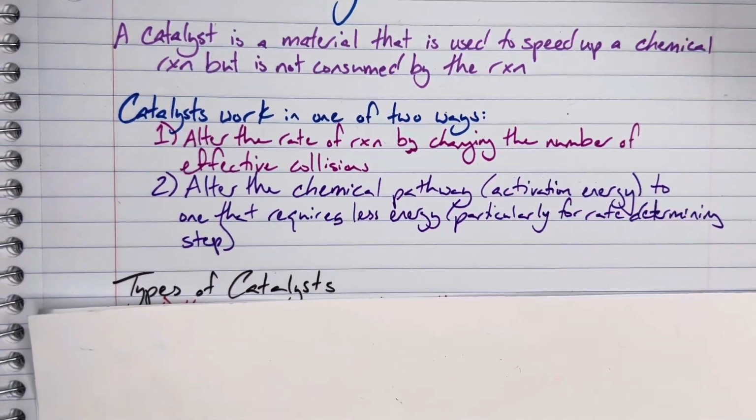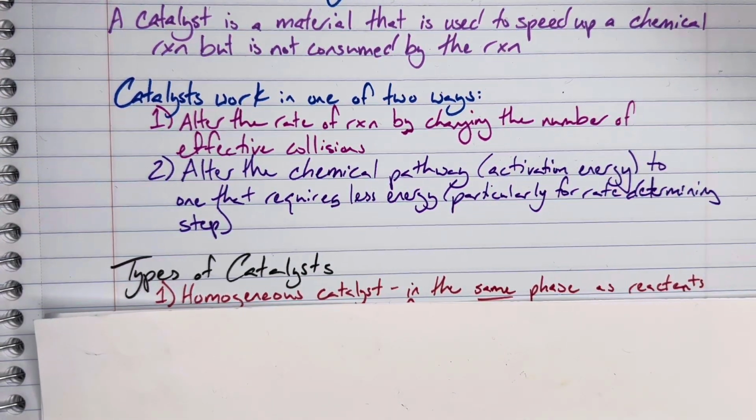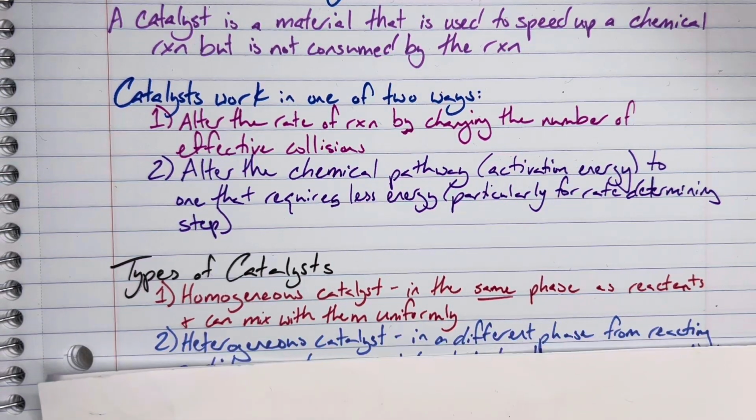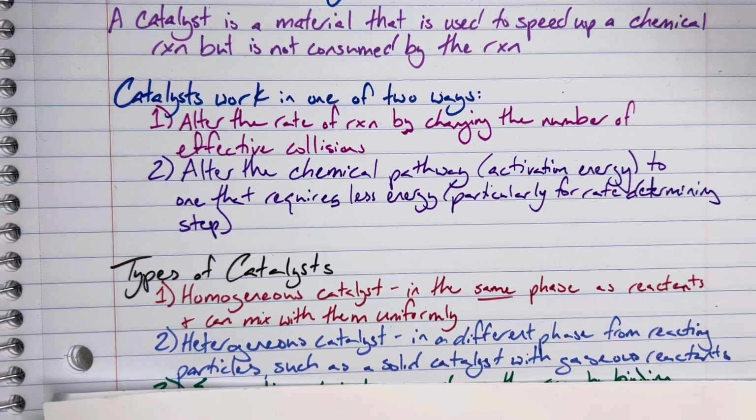There are a couple of types of catalysts. There are homogeneous catalysts, which are going to be within the same phase as the reactants and can mix with them uniformly. So a solid catalyst and a solid reactant set. There are heterogeneous catalysts, which are going to be in a different phase from the reacting particles, such as if we had a solid catalyst and a gaseous reactant.